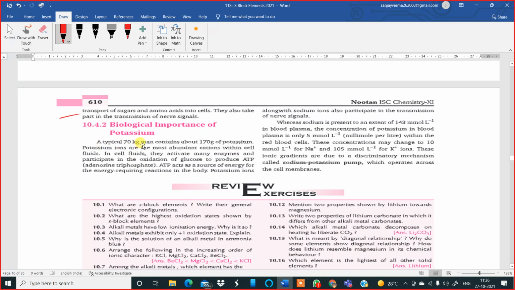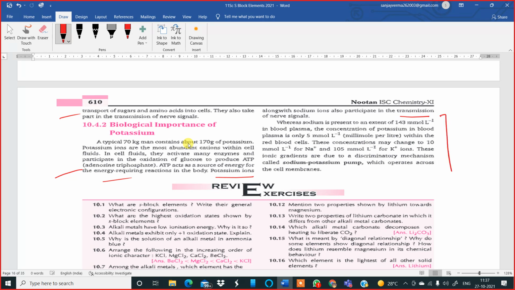Okay, so now moving further to the biological importance of potassium. A normal 70 kg man should contain 170 gram of potassium. Potassium ions are the most abundant cations within cell fluids. In cell fluids, they activate many enzymes and participate in the oxidation of glucose to produce ATP, adenosine triphosphate. Then ATP acts as a source of energy required by the body in different activities. Potassium ions, along with sodium ions, also participate in the transmission of nerve signals from the brain to the different parts of the human body.